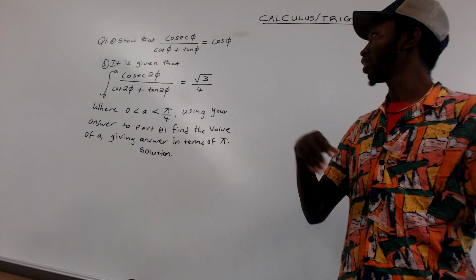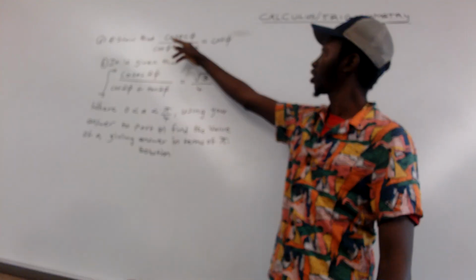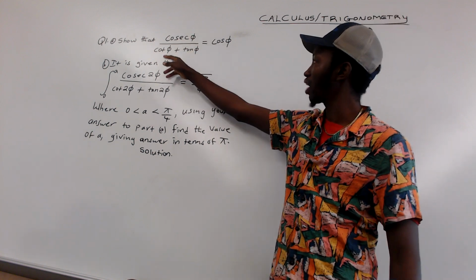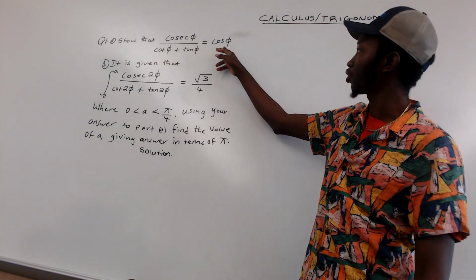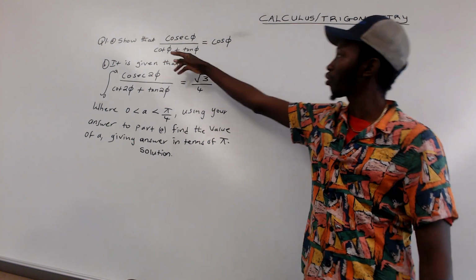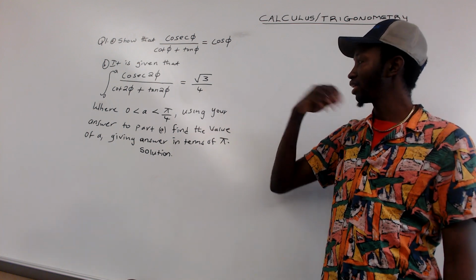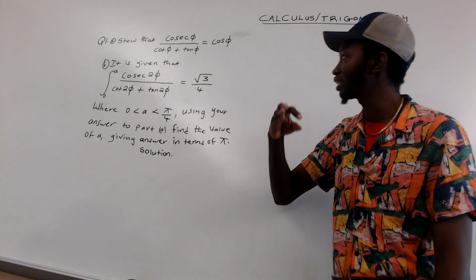So moving forward, the first question says we are required to show that cosec phi divided by cot phi plus tan phi is going to give us cos phi. That this value, cosec phi divided by cot phi plus tan phi, is going to give us cos phi. That's the first part. And the second part of question one follows.